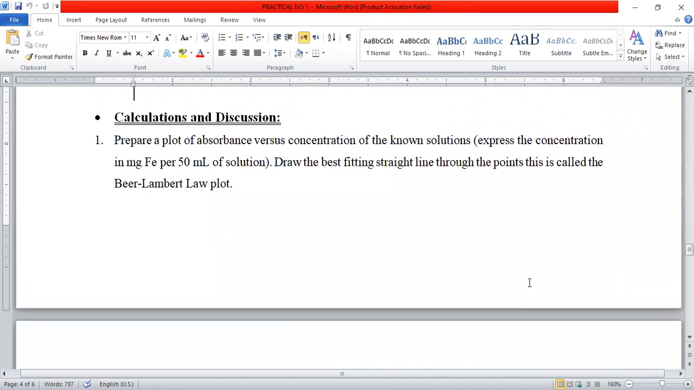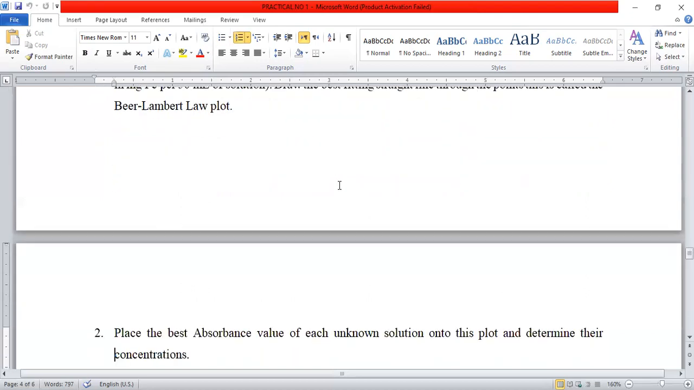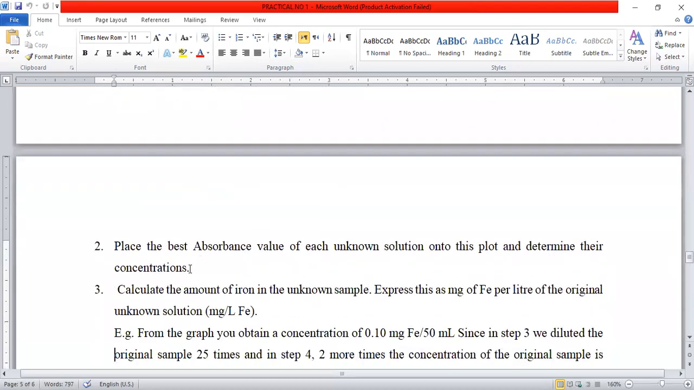Now coming towards calculation and discussion. Prepare a plot of absorbance versus concentration of known solutions. Express the concentration in milligram iron per 50 milliliter of solution. Draw the best fitting straight line through the points. This is called Beer-Lambert law plot. Place the best absorbance value of each unknown solution onto this plot and determine their concentrations.